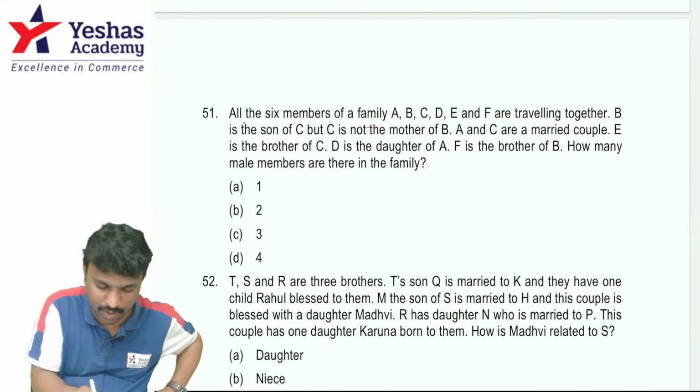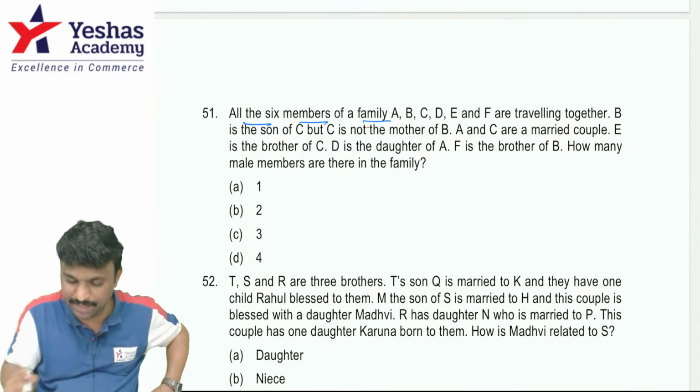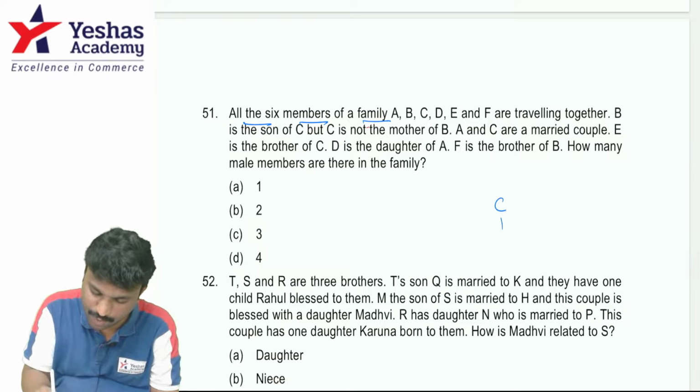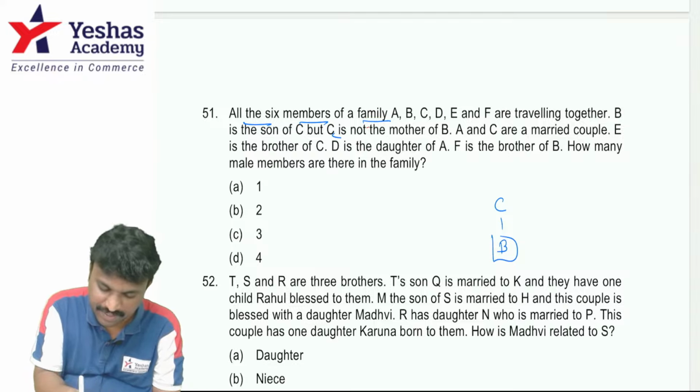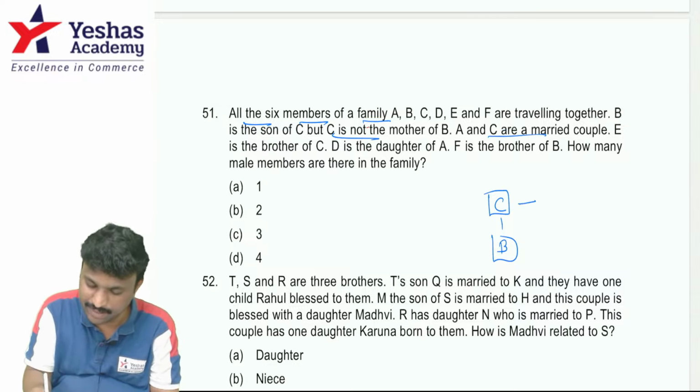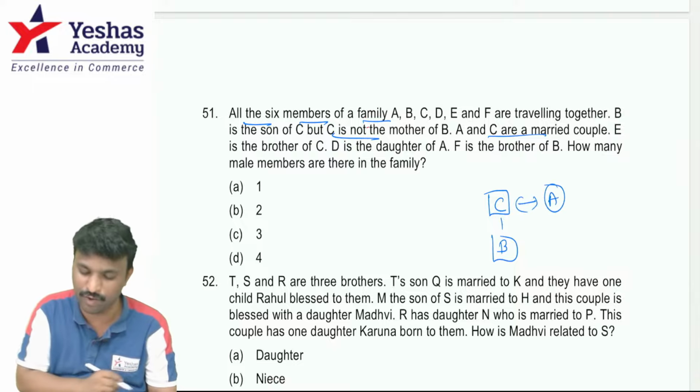Moving on to the next question. All the six members of a family A, B, C, D, E, F are traveling together. B is the son of C. But C is not the mother of B. C has to be a father. A and C are married. That means A is wife of C.